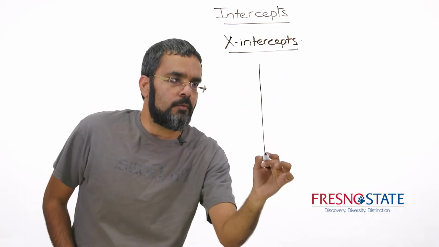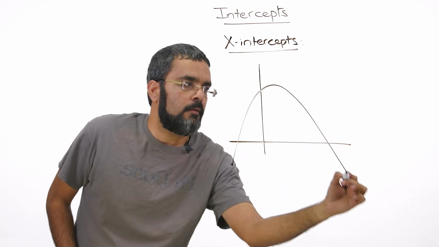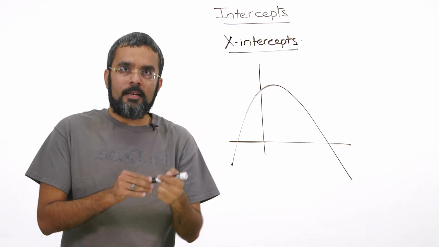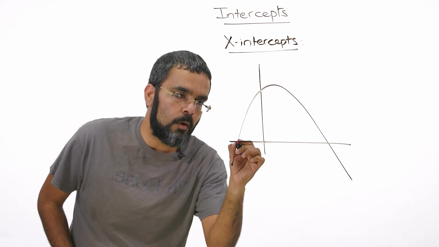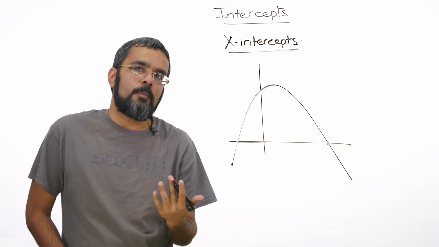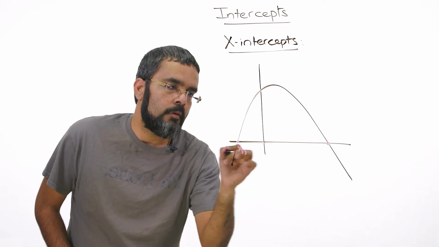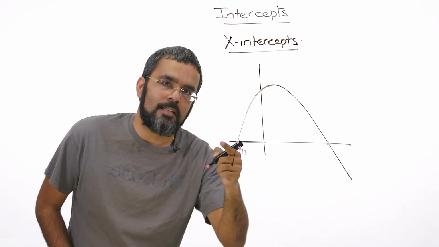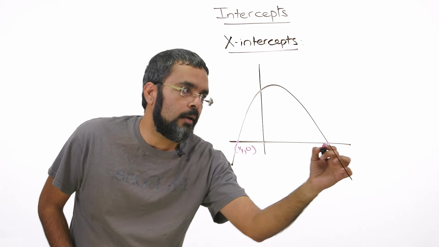So suppose I have this graph here. We notice that this graph touches the x-axis at precisely 2 points, and one point is here and the other point is here. What is special about these points? Well, let's say this point was x1. Since it's on the x-axis, it hasn't moved up or down. The y-coordinate's always going to be 0, right?